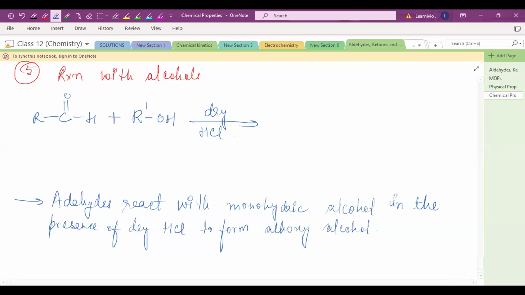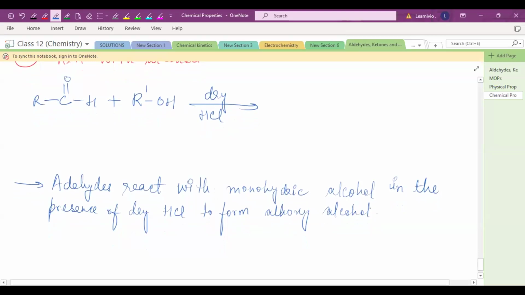What happens when aldehydes react with monohydric alcohol in the presence of dry HCl? So it first forms alkoxy alcohol. Okay, and what is an alkoxy group? You know very well, this OR group should be attached to the carbon, alpha carbon, right? So that is your alkoxy group. What is an alkoxy group? This O, and the alkyl group is attached to the oxygen. So this is your alkoxy group, right? So it will form alkoxy alcohol.